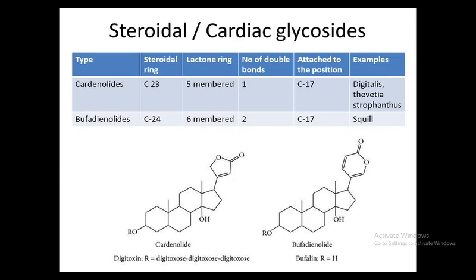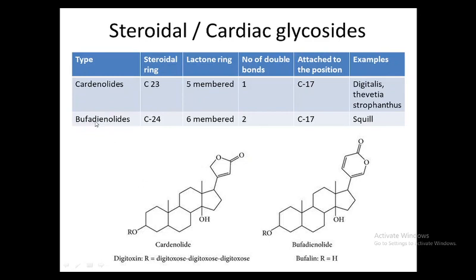Next, just see the steroidal glycosides, also known as cardiac glycosides. The steroidal glycosides are divided into 2 types based on the ring attached to the aglycone. First is the cardenolides. These cardenolides are 23 carbon containing steroidal rings. Now the steroidal ring is attached to a 5-member lactone ring. You can see in the diagram, cardenolide: a 23 carbon containing steroidal ring attached to the 5-member lactone ring to form the aglycone of cardenolide.